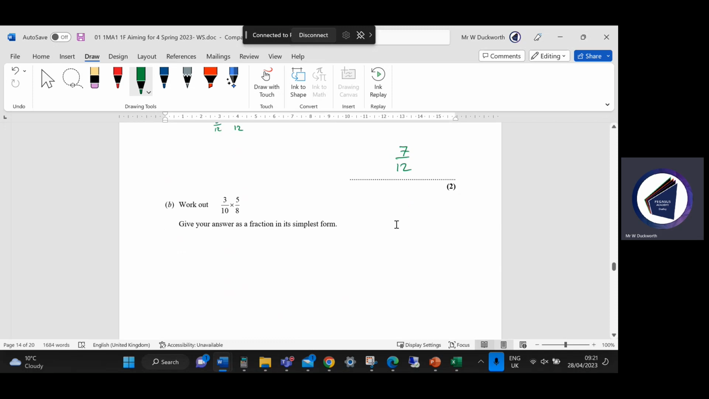And for question 25, a multiply, giving your answer in its simplest form. So I'm going to show two methods for this one.